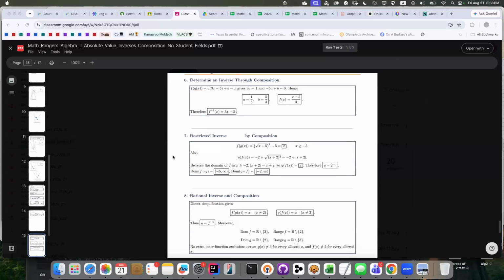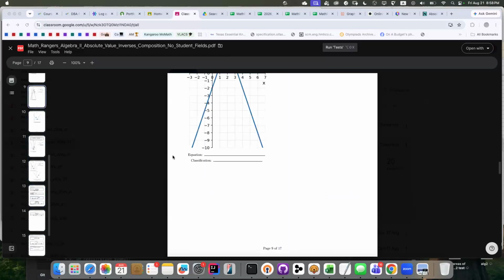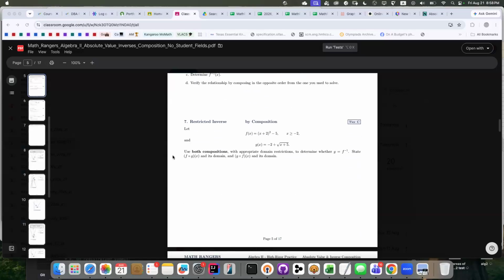7th one. I don't want to see the answers before we do. Well, let's see what is this. It's a tier C question. Good. Okay, how about this? F of x equal to (x plus 2) whole squared minus 5. G of x, they have given, is minus 2 plus square root of x plus 5. Okay. Use both compositions.